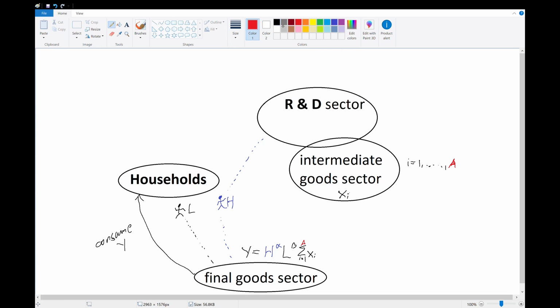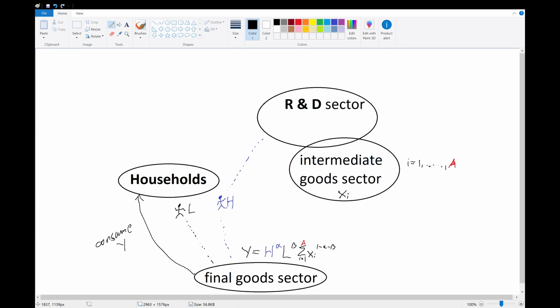And all of that enters with an exponent, which looks like a constant returns to scale production function, which basically it is, but it's not constant returns to scale in technology. Okay, but it's constant returns to scale in human capital, in labor, and in X. Okay, so the exponent here is 1 minus alpha minus beta.